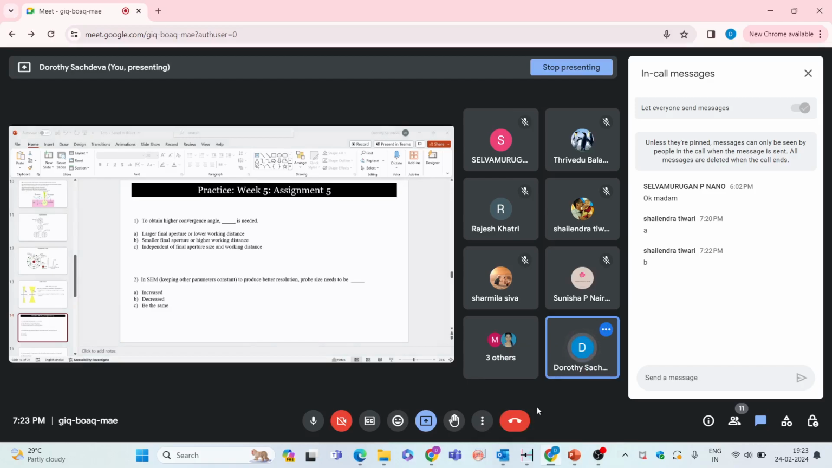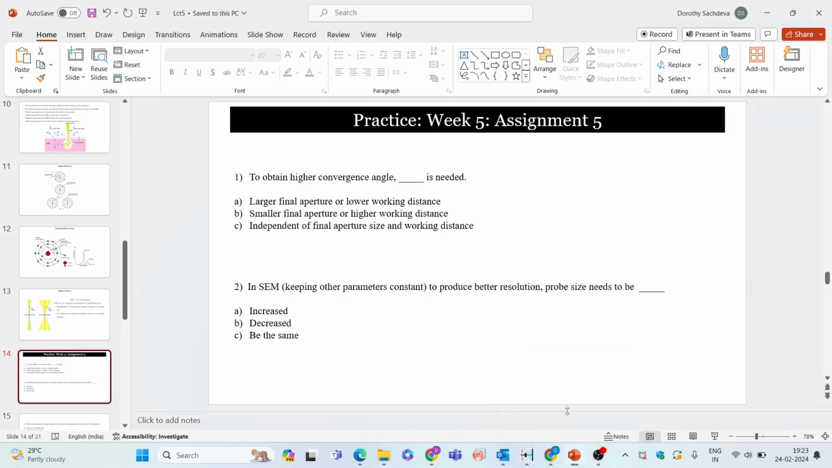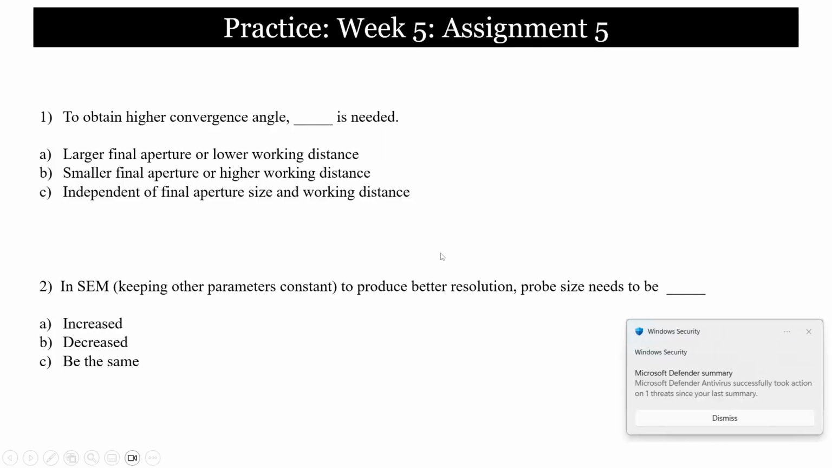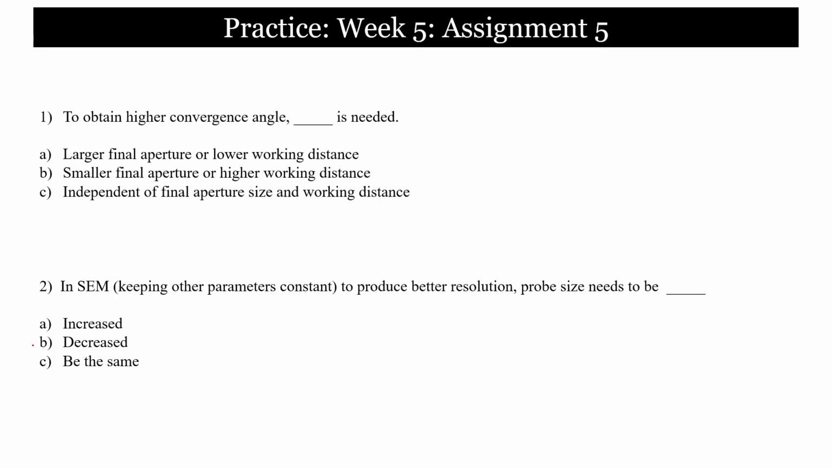Shailendra is saying B. The probe size should decrease to produce better resolution. He is very correct. Because the smaller the probe size, the better will be the resolution. So in this case, option B, decreased, is the correct answer.